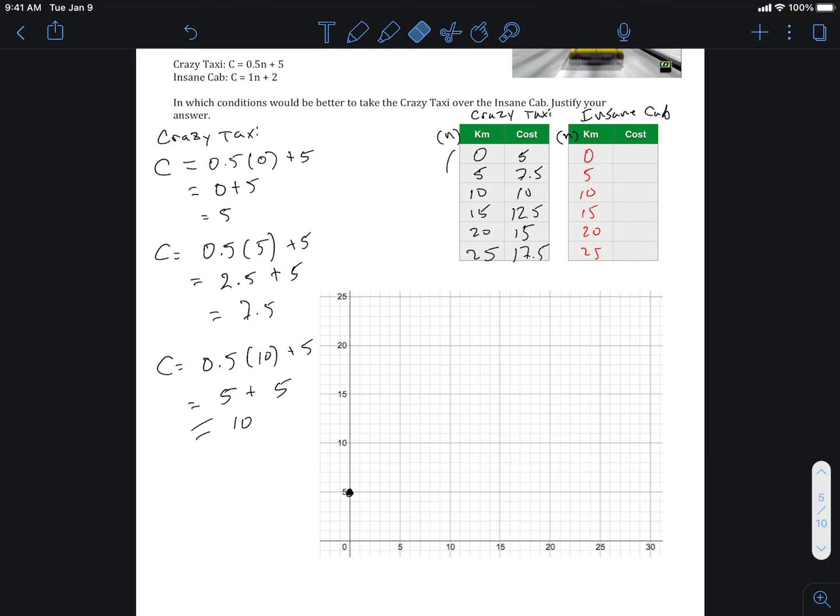So for this particular question, we can just go plot the points. So I'm going to go to 5, right? So I'm just plotting this point here, 5 and 7.5. I'm going to go find 7.5. 7.5 is directly in between 5 and 10, so I'm going to plot it right there. And then 10 was the next one. That's an easy one. 15 and 12.5. And then 20 and 15. And 25 and 17.5.